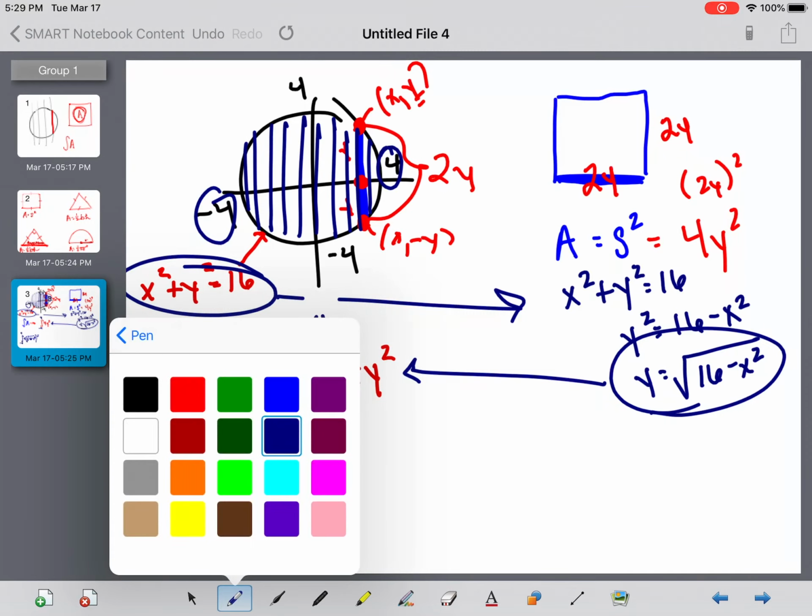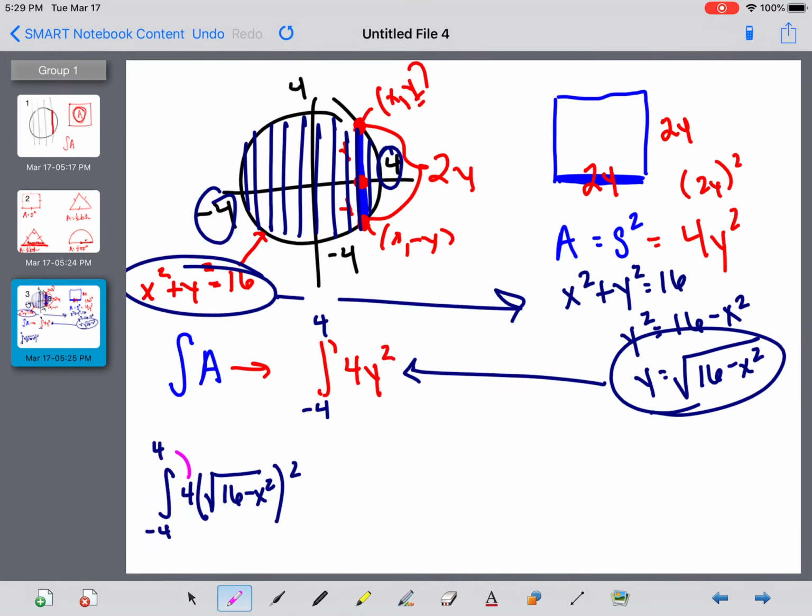Now, I'm going to simplify my life a little bit by pulling the 4 outside, because I can do that, and then I know that this square cancels this square root. So I'm going to rewrite that as 4 on the outside with the integral from -4 to 4 of 16 minus x squared dx. Now that's something we know how to integrate. We can integrate that by hand, or we can use our calculators, because calculators are fun.